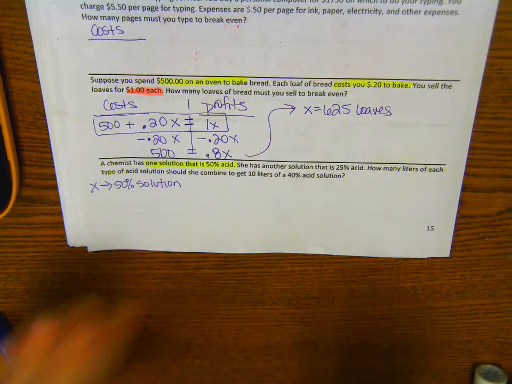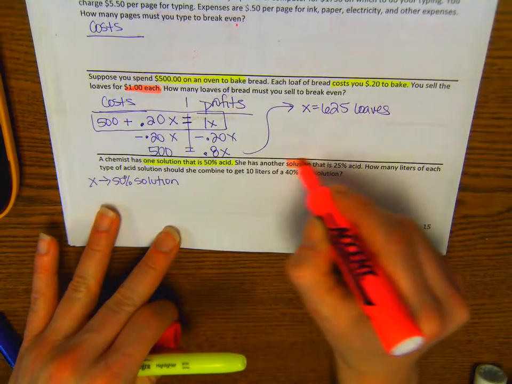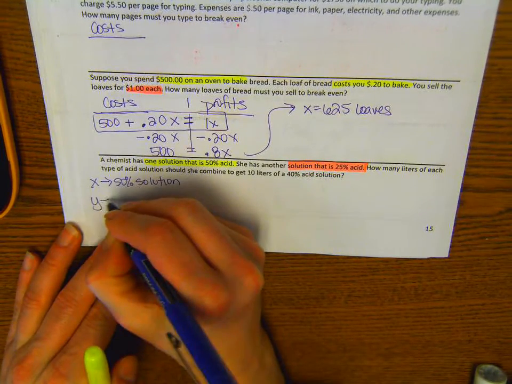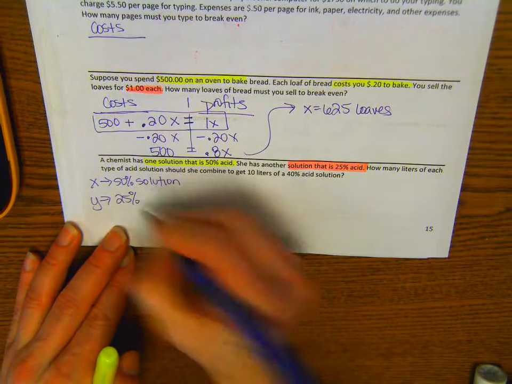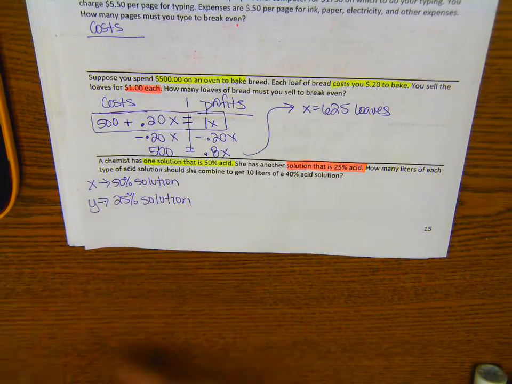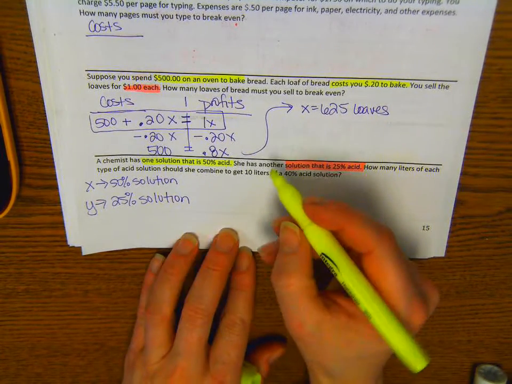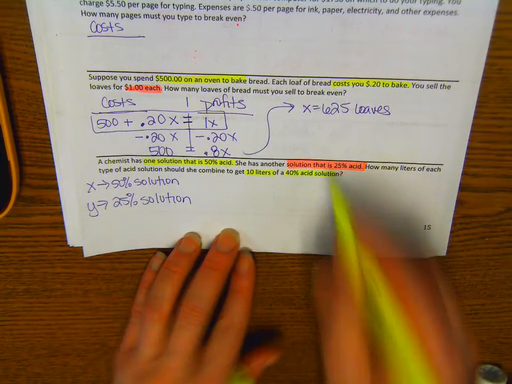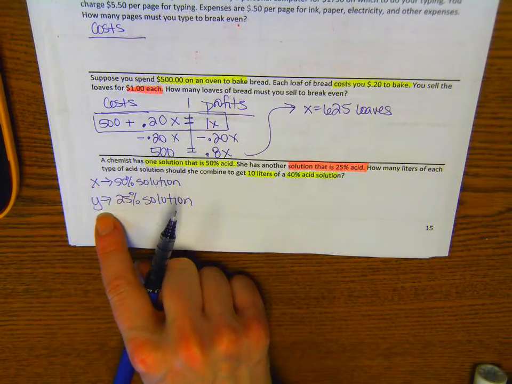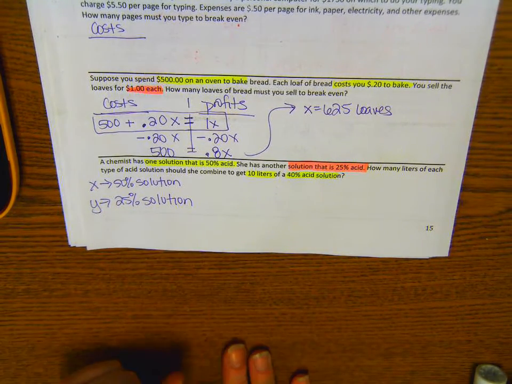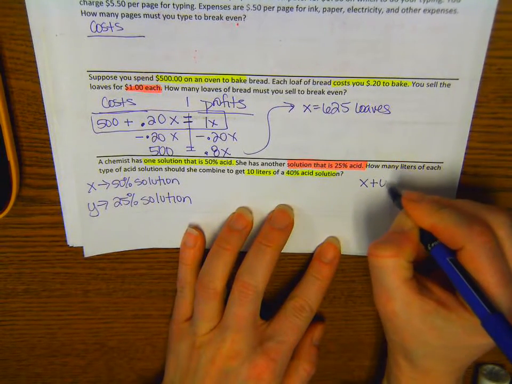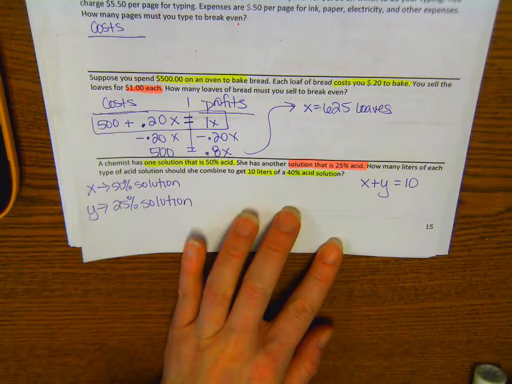There's another solution that's 25% acid. I'll call it Y. She combines them together to get 10 liters. Okay, so I have X liters plus Y liters. What does X plus Y have to equal? Very good. So one of my equations is just going to be X liters plus Y liters equals 10 liters.